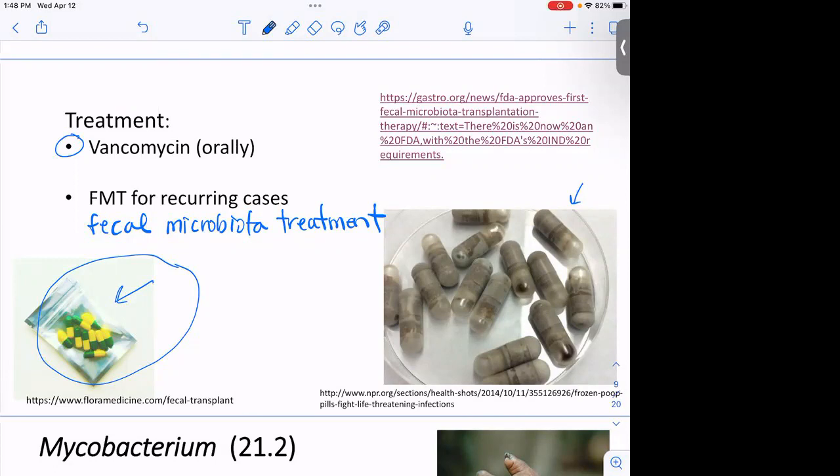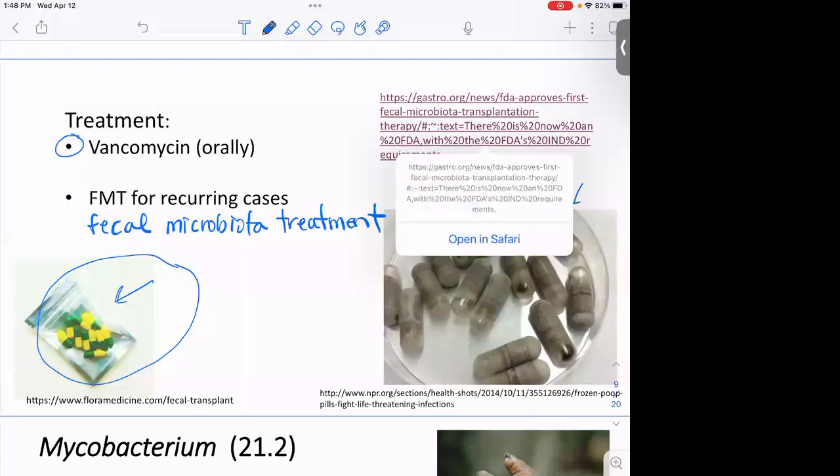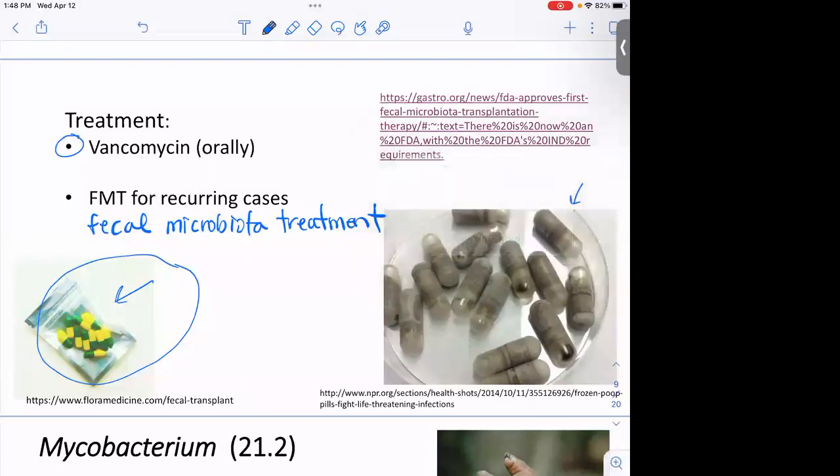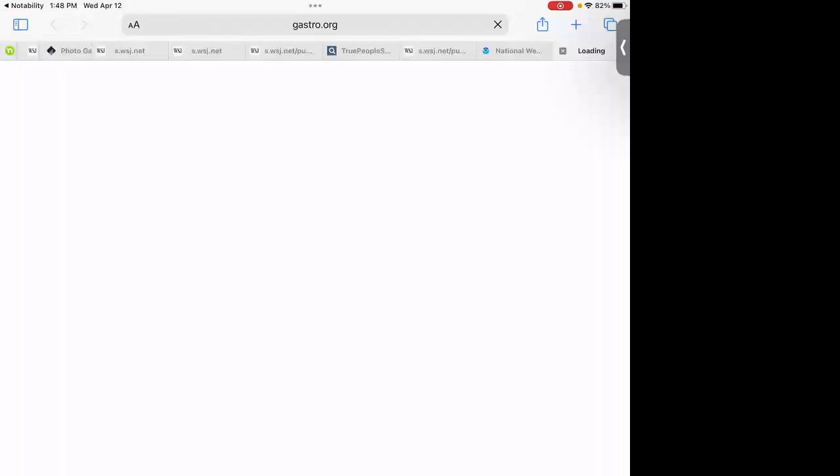I just looked up, let's see if I can get this to come up. Before I came in here, the whole problem is that this is a procedure that doesn't really cost very much. So they were having trouble figuring out how do we bill this? Nobody's making any money on it. So the FDA hadn't approved it until just a couple of months ago. Oh, there it comes.